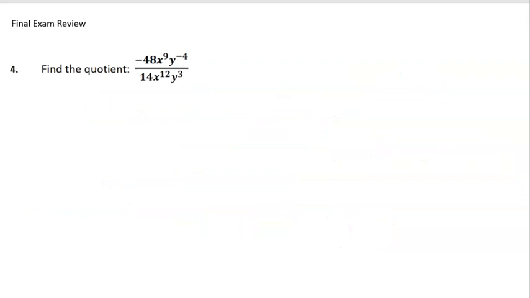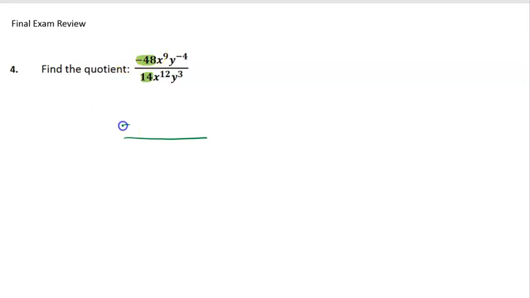Moving on to problem 4, a slightly more complicated problem where you're dealing with laws of exponents. But notice this, the negative 48 and the 14, those are just coefficients. You reduce those fractions to lowest terms like you would any regular fraction. So I'm going to handle that first and get it over with. What number divides into both 14 and 48? We know that number is 2. So 48 divided by 2 is going to be 24.